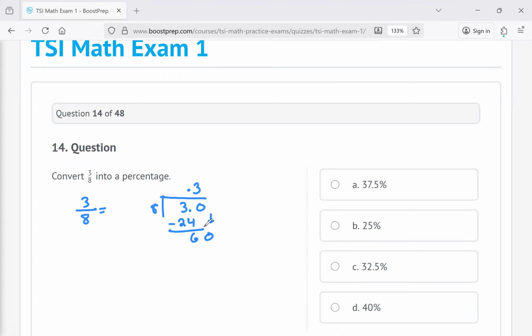Bring down the 0. How many times does 8 go into 60? 8 times 8 is 64. 7 times 8 is 56. Then 60 minus 56 is 4. Bring down the 0. How many times does 8 go into 40? 5, and it stops. Now, we want it as a percentage, so all you have to do is multiply this by 100, or just move the decimal 2 places to the right, so that's going to be 37.5%. Letter A.